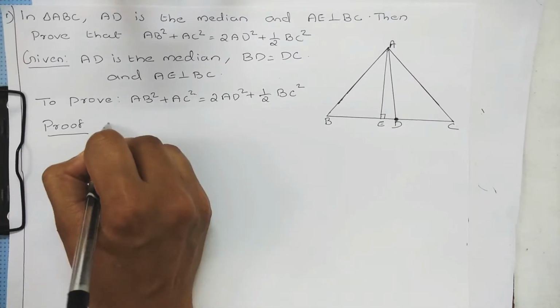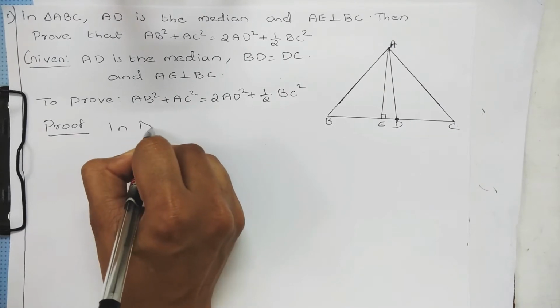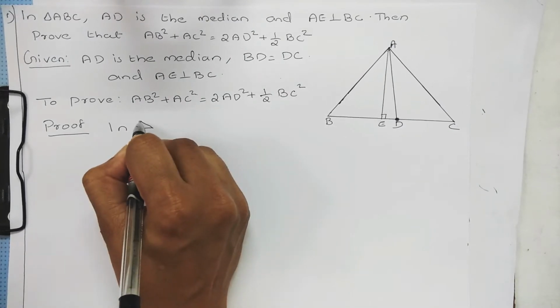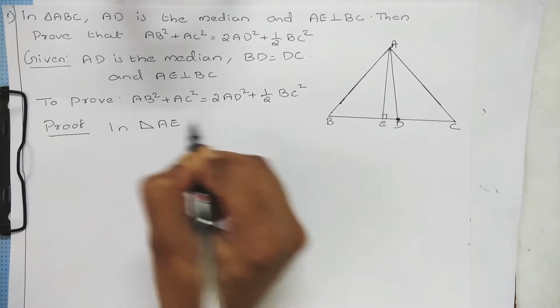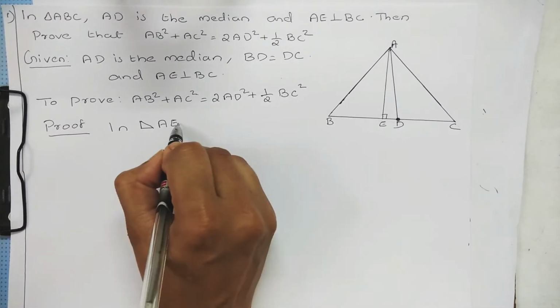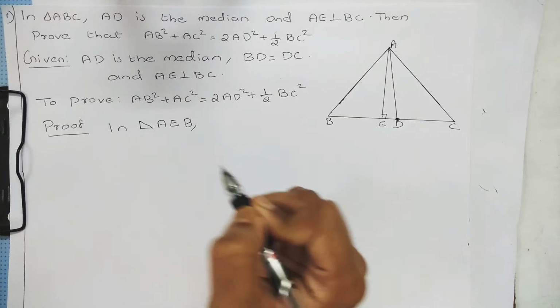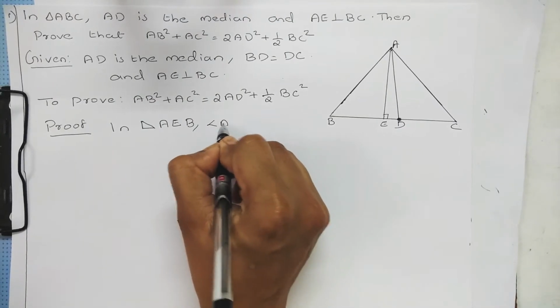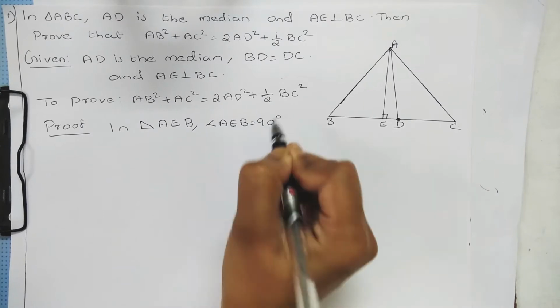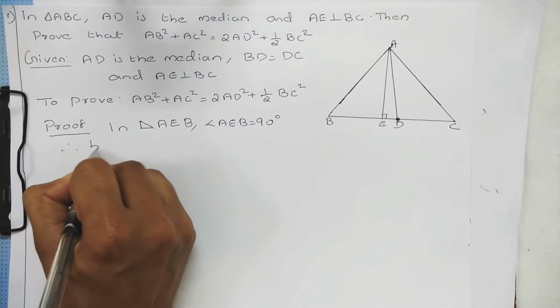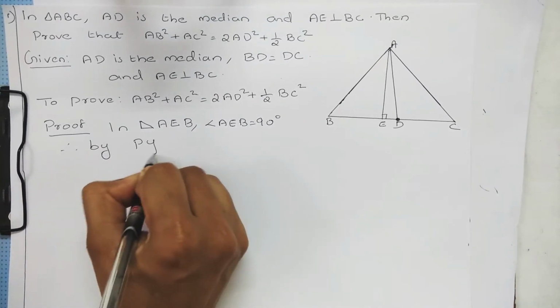So the proof will start in triangle, here it is a Pythagoras theorem, right angle triangle. So I am writing like this: AEB, the middle is where the right angle will come. Right? Angle AEB is equal to 90 degrees. Only one time I will write. Therefore, by Pythagoras theorem.